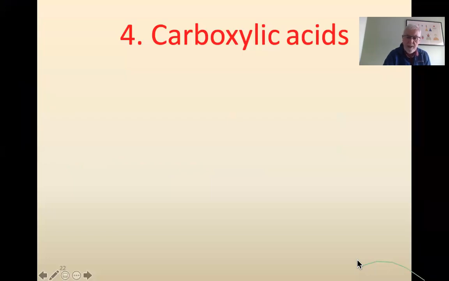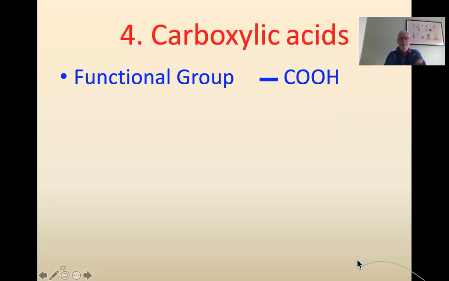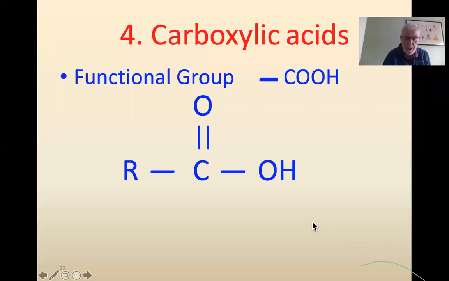Right, carboxylic acids. How do we know a carboxylic acid? It ends in COOH. That's a functional group. That's a group of atoms that makes carboxylic acids behave like carboxylic acids. So what do we have? We've got C double bond O, that's a carbonyl group, and we've got a hydroxyl group here. Both of these are polar. So this is quite a polar thing.